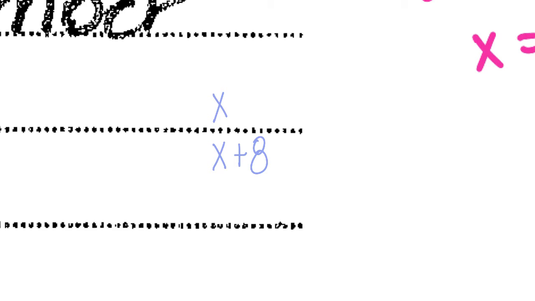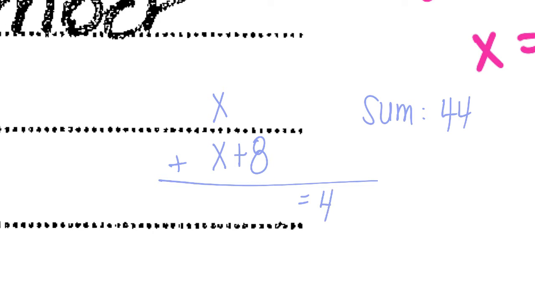And it said together they have a sum. What does sum mean? Good. Sum means I'm going to add them together. And it is going to be the answer to an addition problem. So I know that if I add these together, I get 44. So I like to just add down. What's x plus x? 2x plus 8.